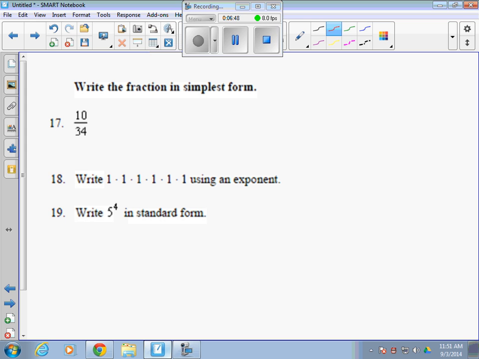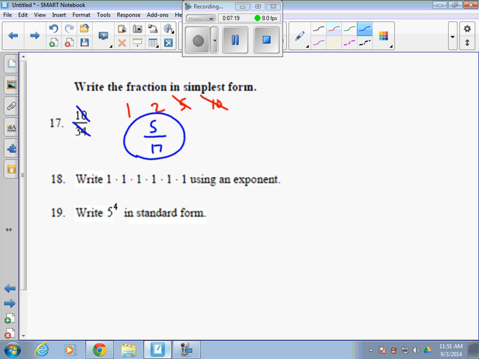Writing the fraction in simplest form, you have 10 divided by 34. Which number is the greatest common factor of both 10 and 34? Well, 10 only has so many factors, 1 times 10 and 2 times 5. There's only 4 of them. So which one of those numbers can multiply by something and go into both numbers? 34 is not divisible by 10, nor is it divisible by 5. It is, in fact, divisible by 2. So when you do that, 5 times 2 is 10, and 17 times 2 is 34.